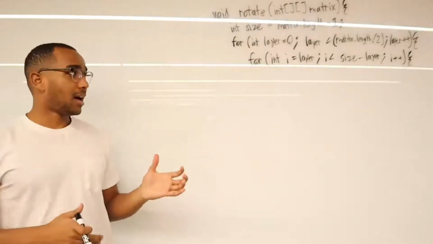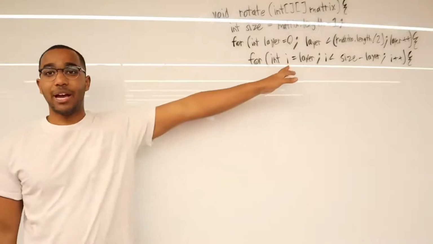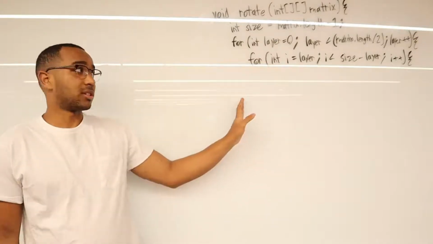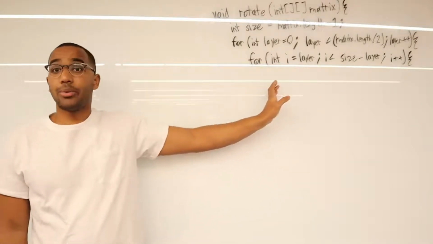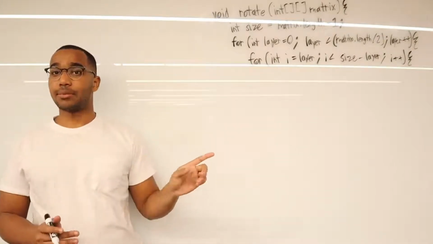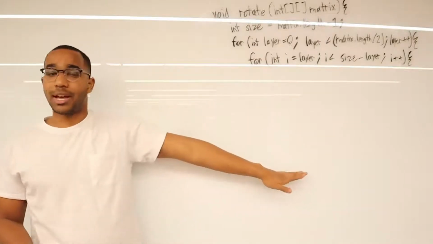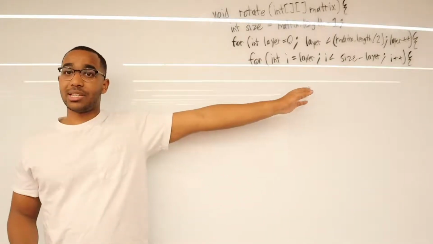So this variable I is just what we're going to use to iterate through the layer. So if we had a left boundary, it's going to start at 0 since layer is 0. And then we're going to go all the way to size minus layer, the last index. And this is n by n. So the last index is the same as the last column index and the last row index. So that's going to bring us all the way to the end.